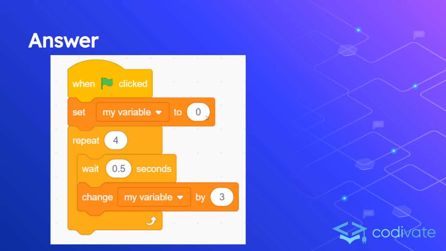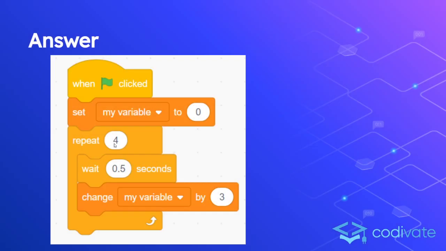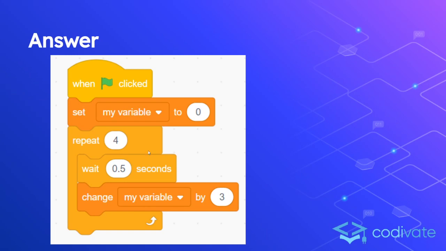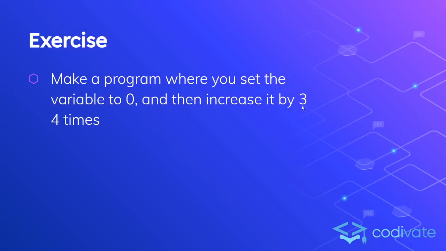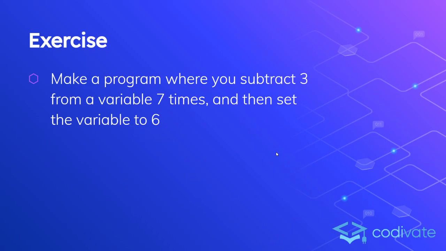This is it. Alright, so you set the variable to 0, as it said up here. Set it to 0. And then you're repeating the action 4 times. So you have a repeat 4. And then you're changing it, you're increasing it by 3, which is just change by 3. This wait block is just there so you can see the number as it goes up.